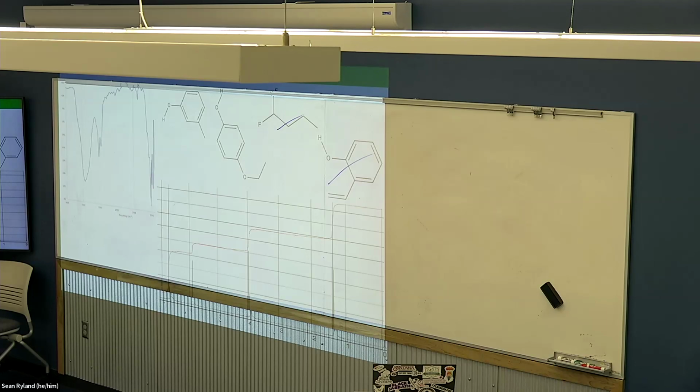Don't ethers kind of show up around 1,000? Yeah, but that's well into the fingerprint region. And there's a lot of other stuff going on in there, so you don't rely on it, basically, when it comes to it. You might be able to, if you know that that's your structure, and then you go back to the IR and say, oh, it's probably that one, but you wouldn't want to look at the IR and go the other way.